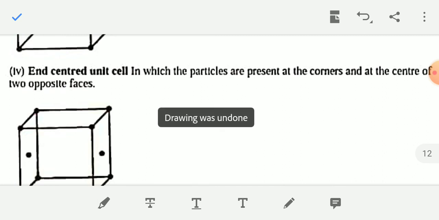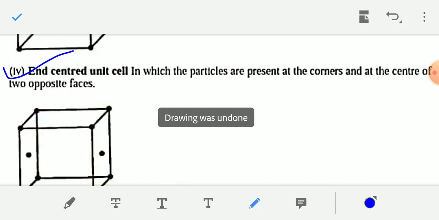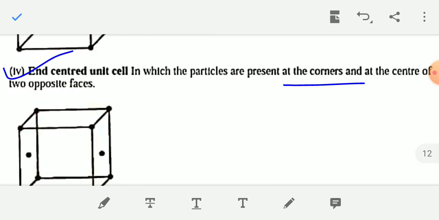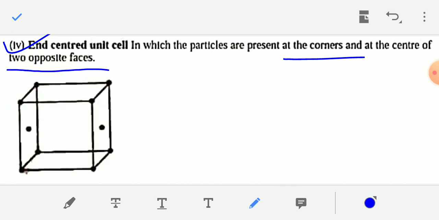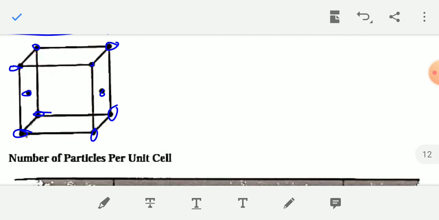And the last type of unit cell is end centered unit cell. In end centered unit cell, the particles are present at the corner, that is 8 particles at 8 corners, and at the center of 2 opposite faces, not at the center of all faces. So you can see 8 particles at 8 corners, and 2 particles at the midpoint of 2 opposite faces, okay. This type of unit cell is known as end centered unit cell.